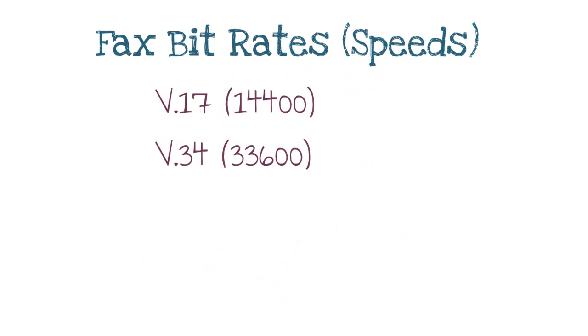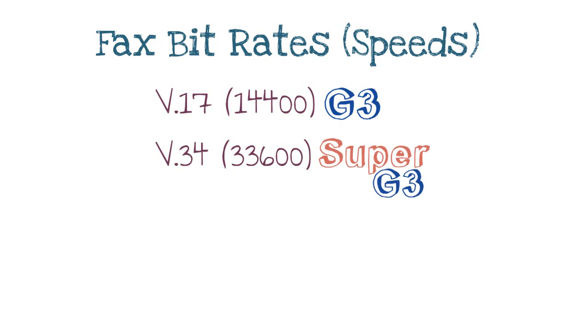V17 refers to a maximum speed of 14,400, which is a pretty slow speed, but that's as fast as a typical fax will go. V34 refers to 33,600, which is a lot faster, actually over double. The first one, V17, is referred to as G3, which is called Group 3 faxing, which is the standard for most fax machines that are in the world.